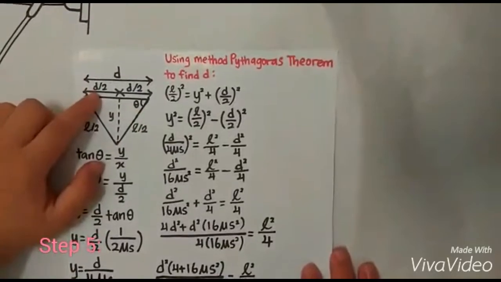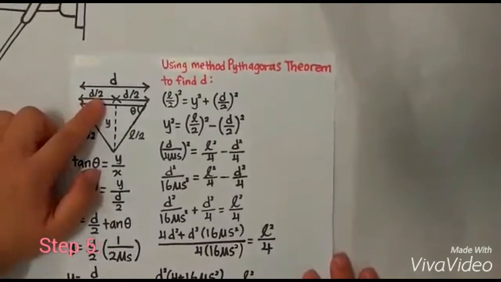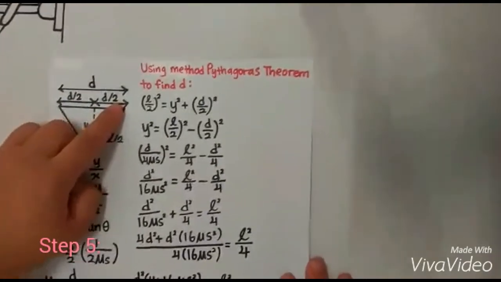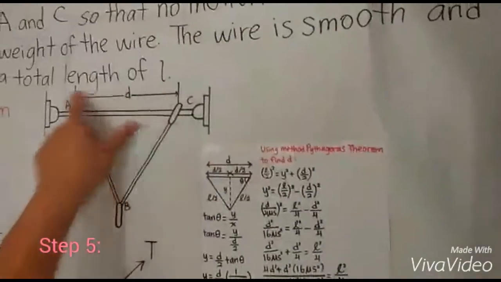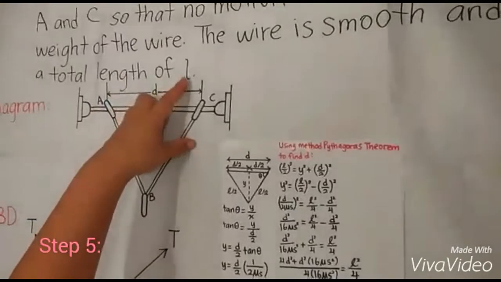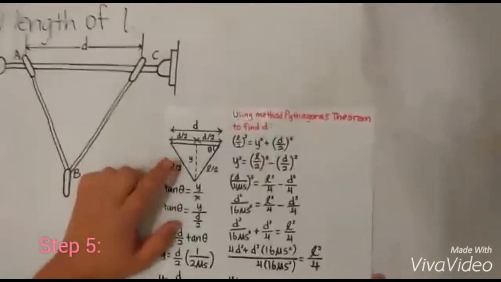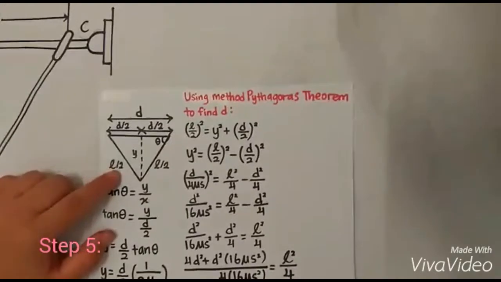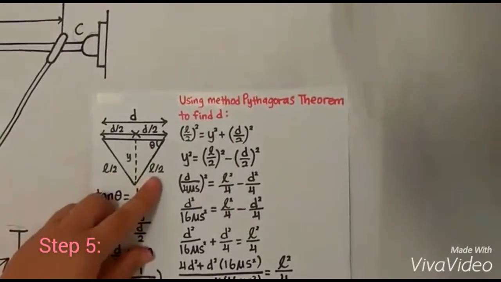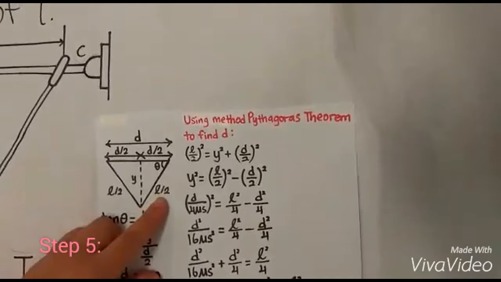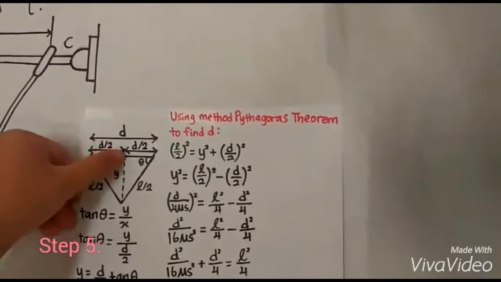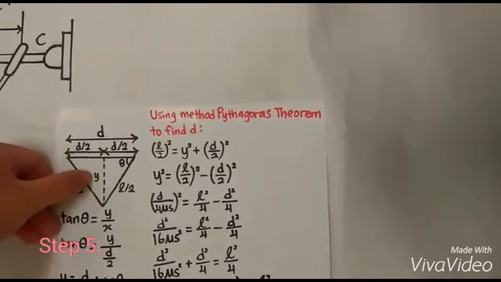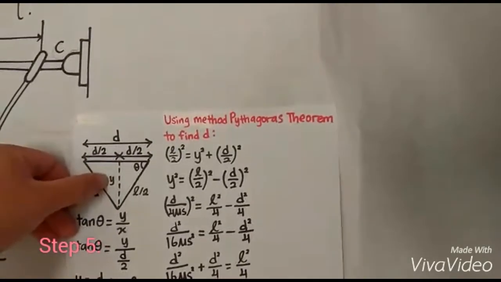So this part is d divided by 2, and for the other part also the same, d divided by 2. And then from the question we only know the total length equal to L, but here there are 2 lengths, so L divided by 2 for this side, and the other side also L divided by 2. And then for the y direction it is unknown, so we just write it y.